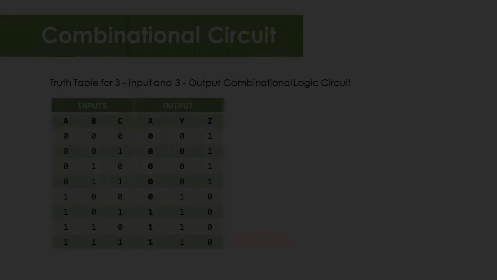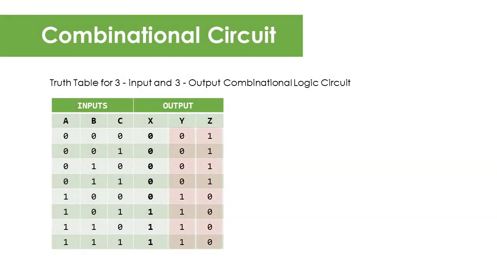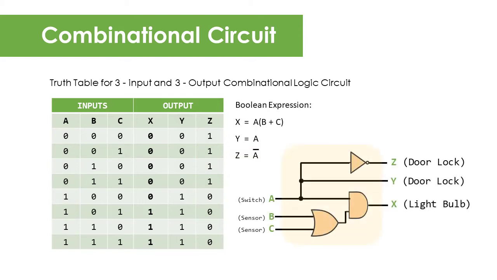For the outputs Y and Z, you can try using either SOP or POS to derive an expression, then apply Boolean algebra to simplify it. You'll surely arrive at a simplified expression of Y equals A and Z equals A bar. In fact, by just looking at the truth table, you can easily generate a simplified expression for these two output variables, Y and Z. And finally, we can draw the simplified combinational logic circuit for our simple automated light and door lock like this.